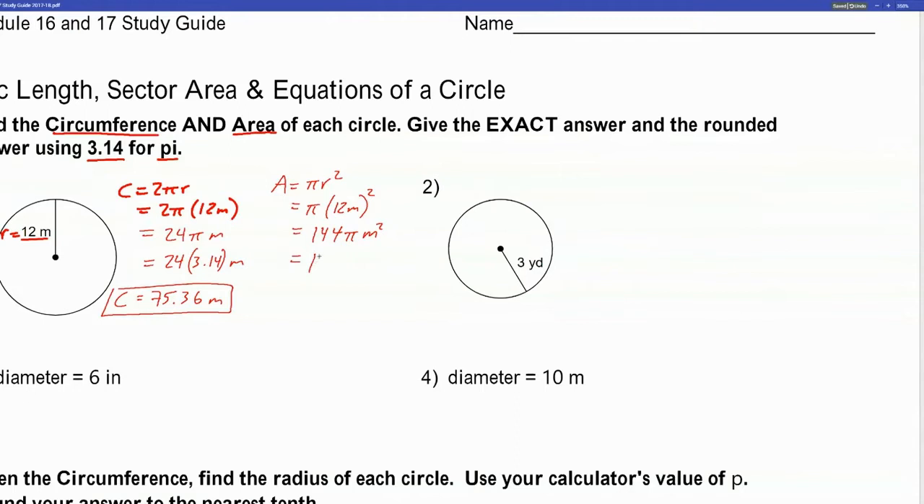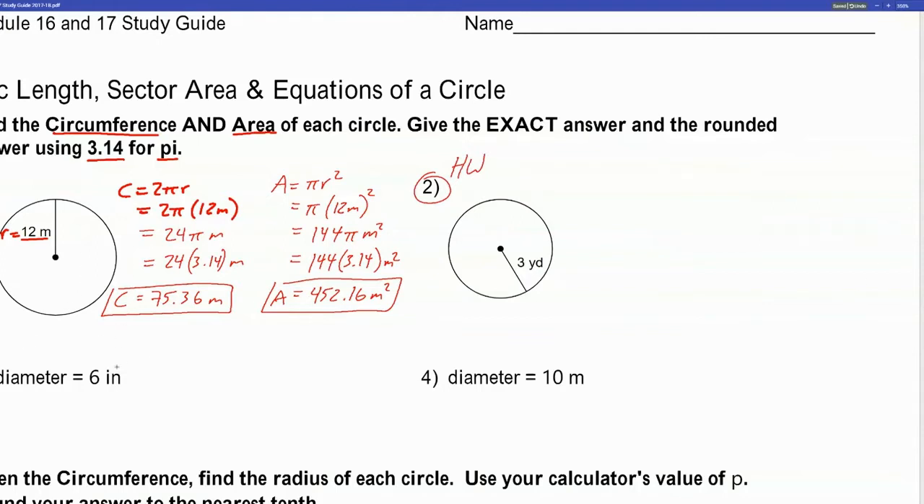And they also said to use 3.14 for pi, so you could do a lot of this in your calculator. So 144 times 3.14, and you should get 452.16 square meters. That's a big circle. Wow. And that again is for your area. So again, same concept for number 2. That's on you. You do, I do, just like that.